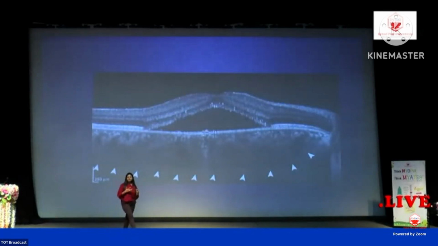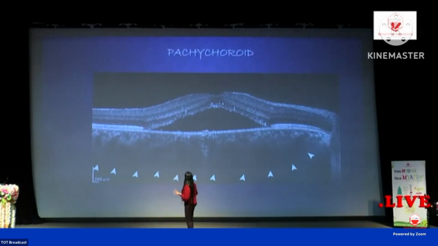With the help of extended depth imaging, we can see the choroid very well, and you can see the choroid here is thickened and the outer layer of the choroid, that is Haller's layer, has been distorted. So this is a case of pachychoroid.